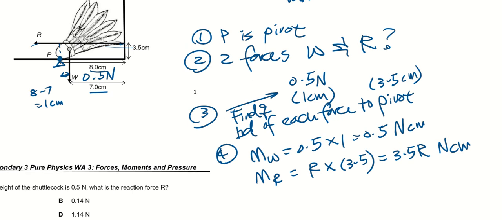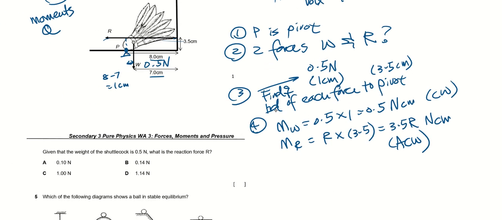Because R is going to be this way, pivot is here, so use the pen trick. It is going to be anti-clockwise. So therefore, moment of weight will then be clockwise. So assigning the direction is step 5. And because it's balanced, it's not moving, it's stationary, not rotating, we can apply principle of moment, which is step 6.